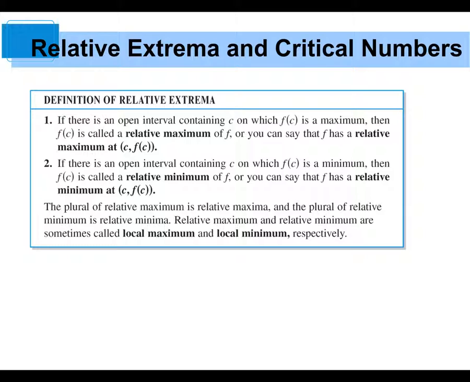This is the fancy definition of the relative extrema, so relative max and relative min. In the open interval c, and so on. Now, here's to make things even worse. We've got absolute max and min, which is also known as global max and min. Now we have relative max and min, which are also sometimes called local max and min, because somebody can't make up their mind.